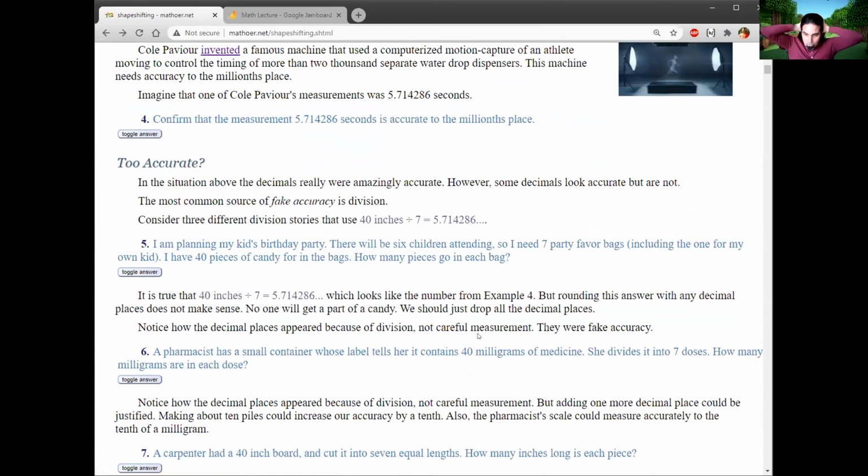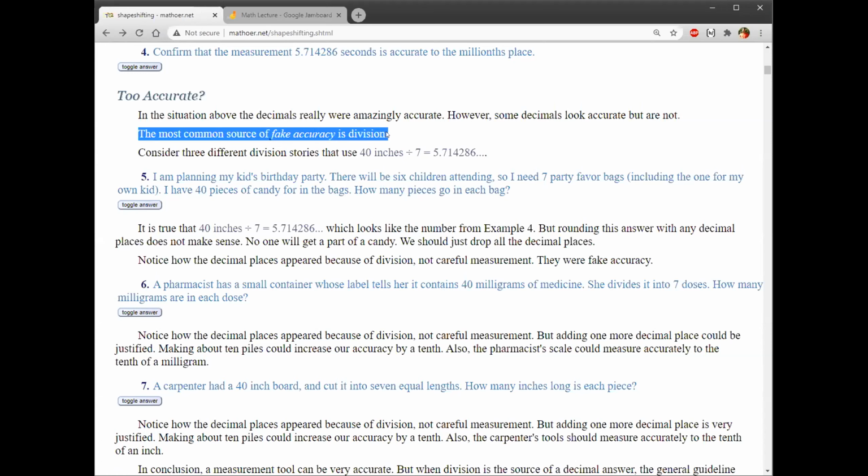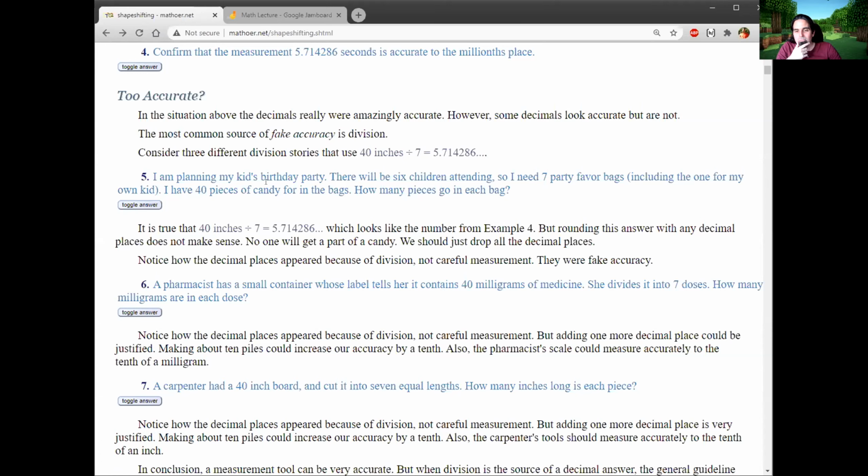Okay, so far we're reviewing place value. Now we get to the part that makes students grumble. We have an issue that decimals are not always as accurate as they look. And the most common source of fake accuracy is division. So here are 3 different stories about 40 divided by 7, which is 5.714286, and on and on and on.